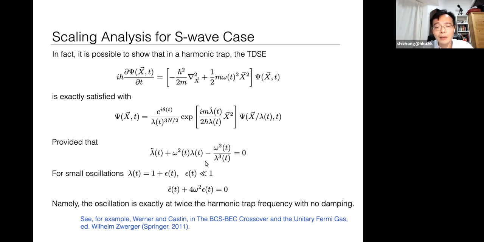In fact, you can calculate this lambda, and then you can show that the velocity field is given by lambda dot over lambda, times x, y, and z. So that's the velocity field. This is a consequence of the fact that you are at unitarity, where you don't have a length scale. So in some way, any of these monopole oscillations always ride on the time-dependent Schrödinger equation. You always remain in the time-evolved eigenstate. That gives you zero bulk viscosity for any frequency.